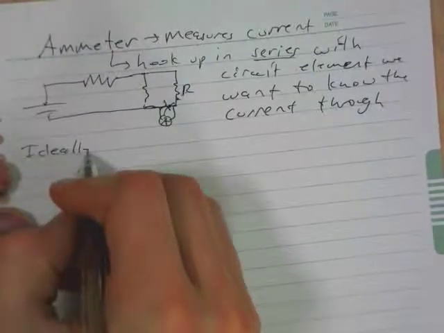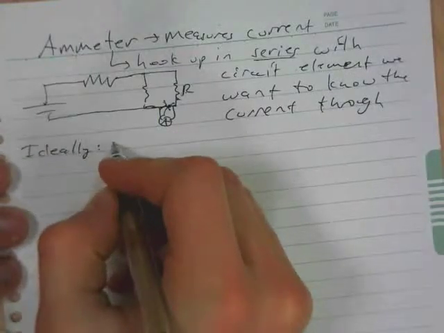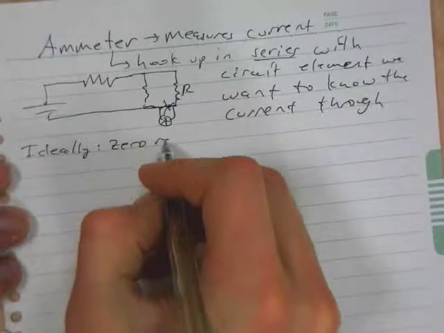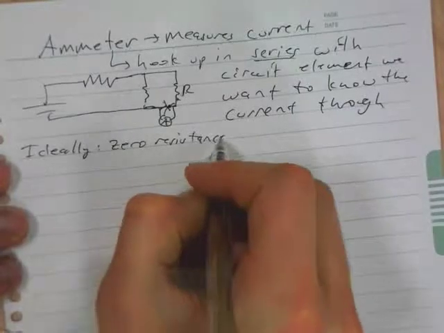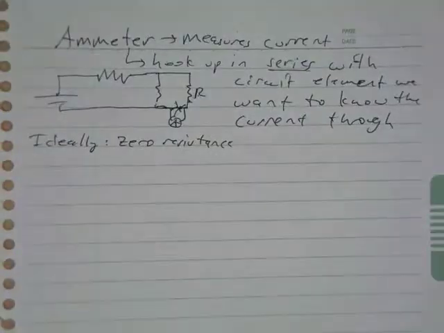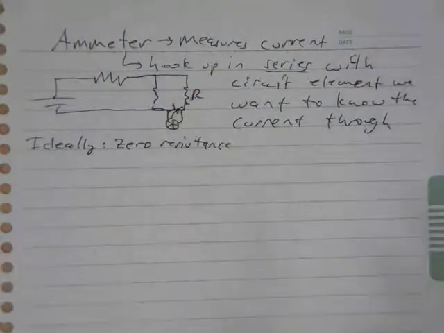Ideally, ammeters would have zero resistance, because if they have resistance, they're going to change how the current would flow through this resistor, which is what we're trying to measure the current through. So we don't want our measurement device to mess up what's happening in the circuit.